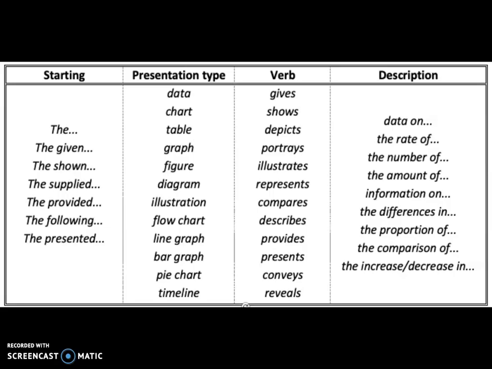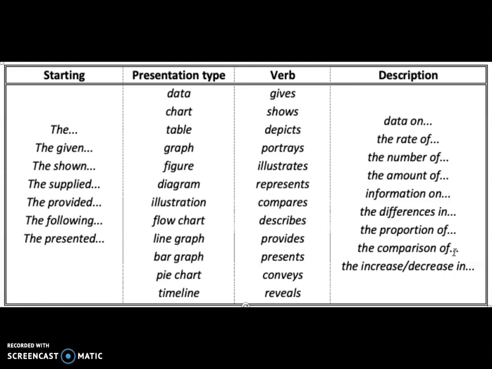Usually the first sentence of a graph, we're going to introduce the graph. So we could say that the data gives, let's say, the rate of. We're talking about the graph. Or the given chart illustrates the amount of, and then we say what it is. Or the following illustration portrays the comparison of blah, blah, blah. So these are just different ways that we introduce the graph. We start talking about the graph.